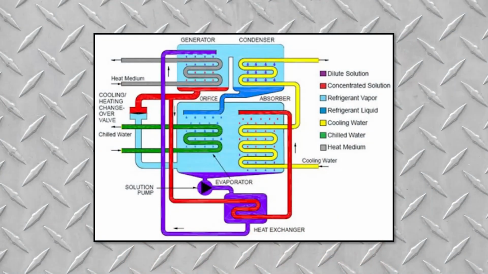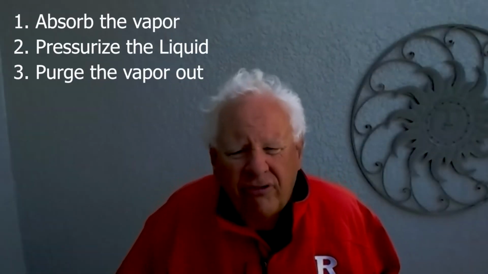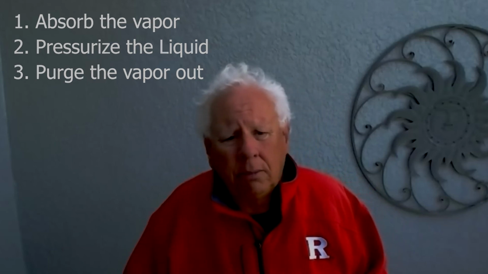Some of the common fluids you'll see are a mixture of ammonia and water or lithium bromide and water. The process can get very complicated when analyzing how it works, but you don't really need to see all the ways it's absorbed and pushed out. You just need to realize it's a three-step process. Absorb the vapor, pressurize the liquid, purge the vapor back out of the pressurized liquid.